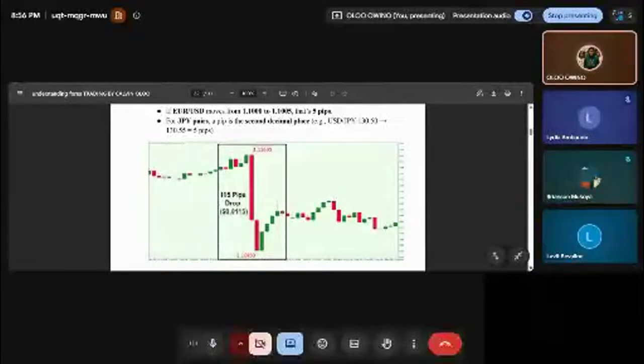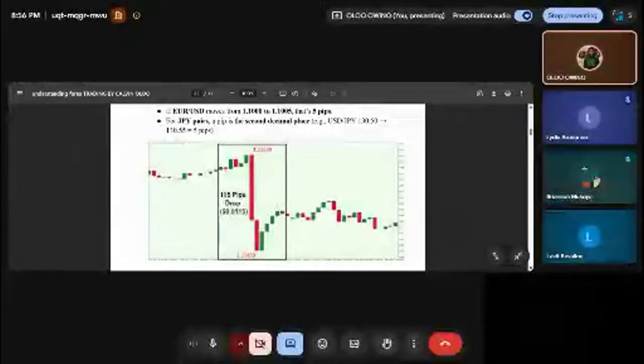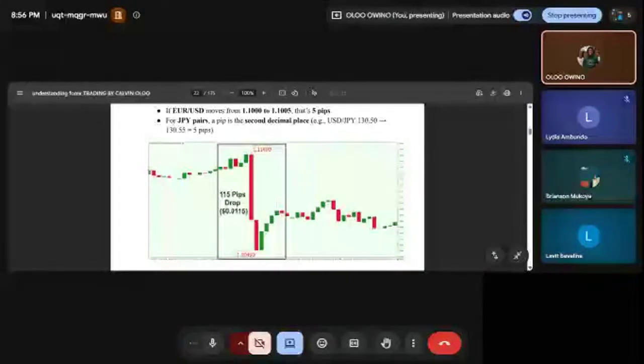Euro USD moved from 1.1600. I'm not sure with that. I'll look for another example as we proceed, unless I have to confirm and adjust a little bit.